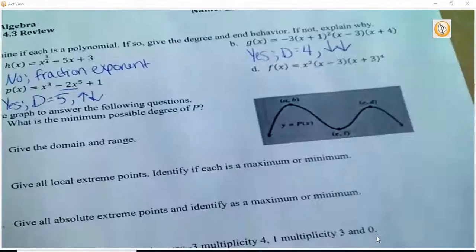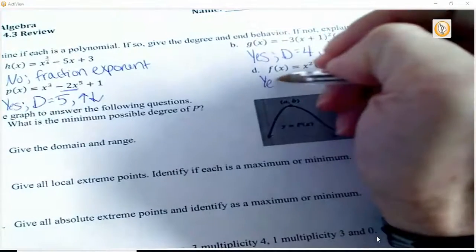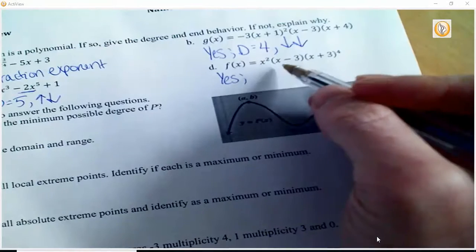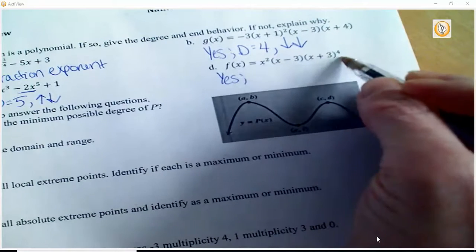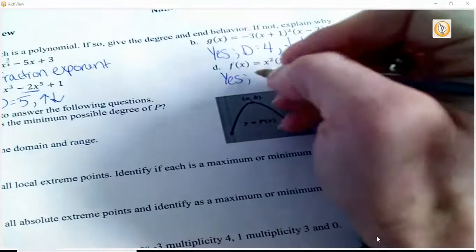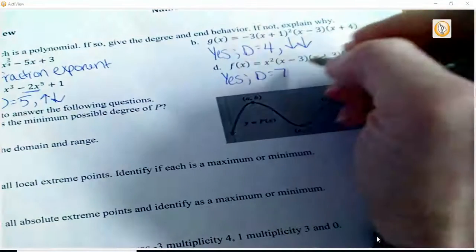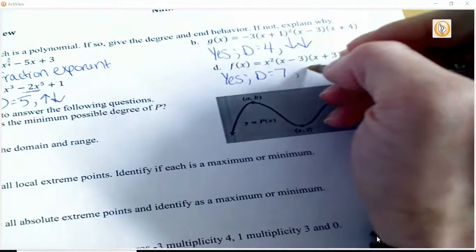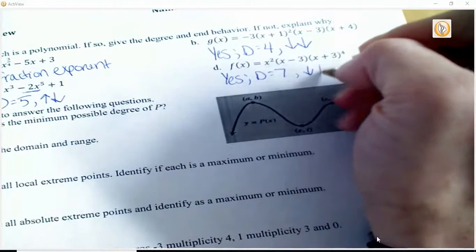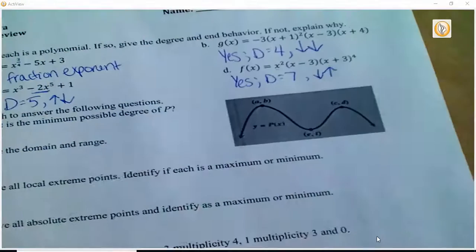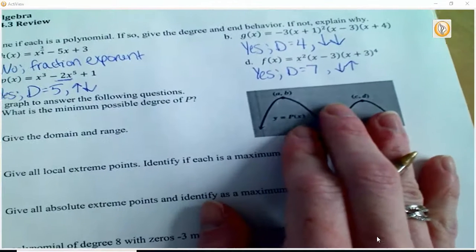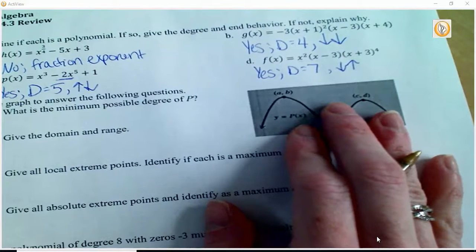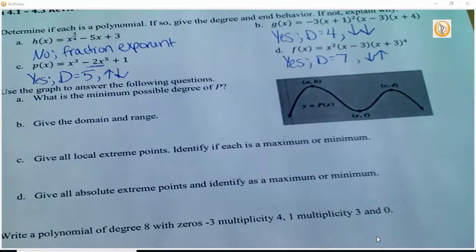Okay, D. This one's a polynomial. Since it's in factored form, we have to think about if we multiplied it out. So we would have 2, 3, and 4 more, so we have a degree of 7. It's a positive coefficient, so our end behavior would be down, up. Any questions there? Okay.